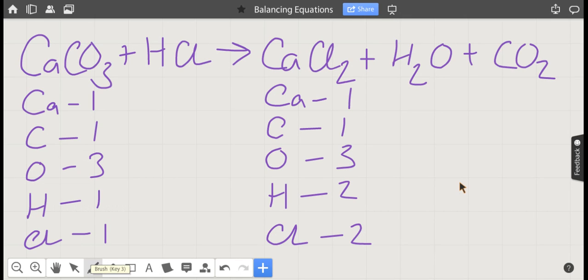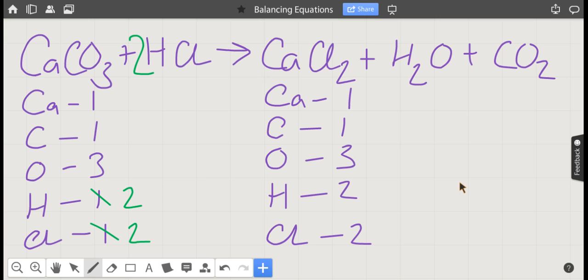On the left-hand side, I have 1, and on the right-hand side, I have 2. Now, I need to have 2 on both sides of the equation for it to be balanced. So the way I do this is by putting a 2 in front of my HCl. This means that I now have 2 chlorines, but I also now have 2 hydrogens.